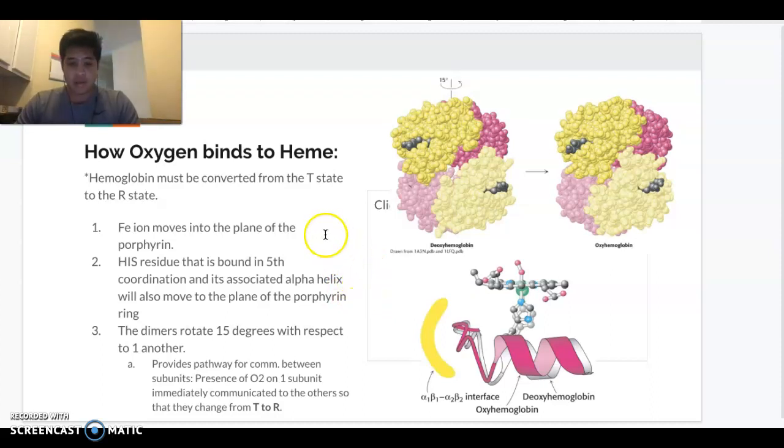The dimers will then rotate 15 degrees with respect to one another, as you can see over here. By undergoing this rotation, it provides a pathway for communication between the subunits. So the presence of oxygen on one subunit is immediately communicated to the others so that they change from T to R. And that is how oxygen binds to heme.